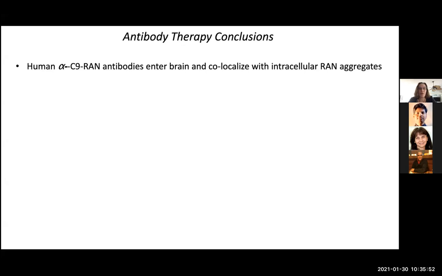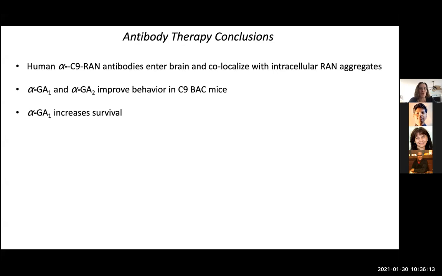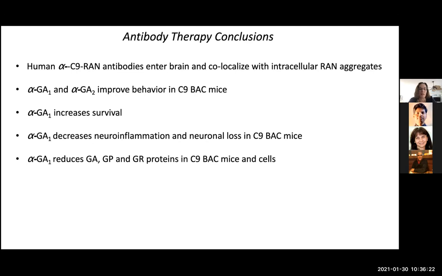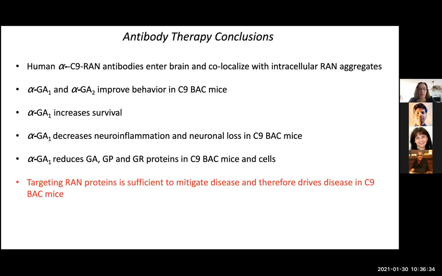So in summary then, for this part of the talk, human anti-C9 antibodies enter the brain and co-localize with the intracellular aggregates. And the anti-GA1 and anti-GA2 antibodies both improve the behavior in our C9 BAC mouse model, but anti-GA1 increased survival and worked better. Anti-GA1 decreases neuroinflammation and neuronal loss in the C9 BAC mice. And surprisingly and really excitingly, anti-GA1 reduced not only the GA levels, but GP and GR proteins also in the BAC mice and in cells.